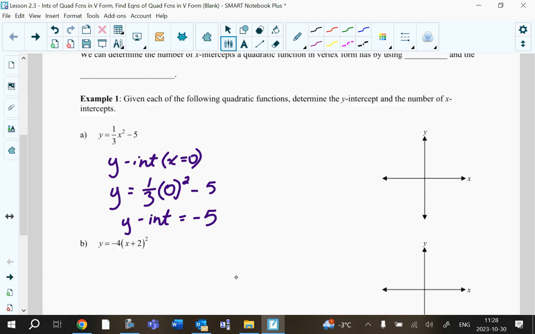The x-intercepts. All I want to do is sketch this. Where would the vertex of this one be if I sketched it? Does it move horizontally at all? No, because there's no parentheses. Does it move vertically at all? Yes, it goes down 5. So from 0, 0, it doesn't move left or right, but it goes down 5. So it's somewhere down here.